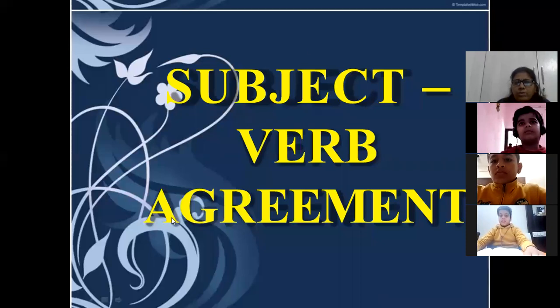Okay. So today we are starting a new chapter, that is subject verb agreement. So with the topic only, it is clear that there is an agreement with subject and verb. Means what is the agreement? How does it work? That we are going to study. When you are using subject and verb perfectly, then only your sentence is proper. Otherwise, there is some error in the sentence.